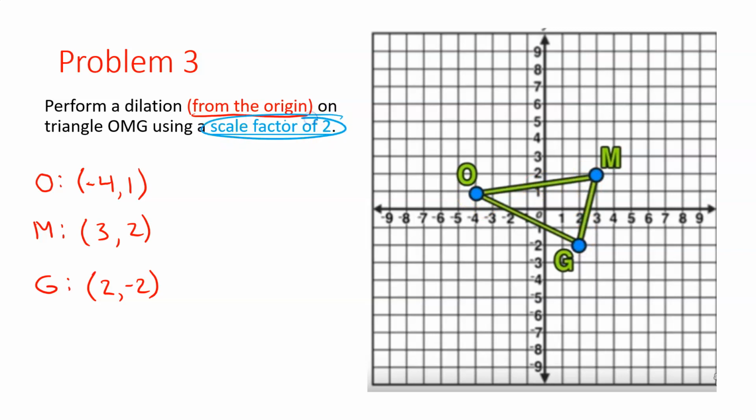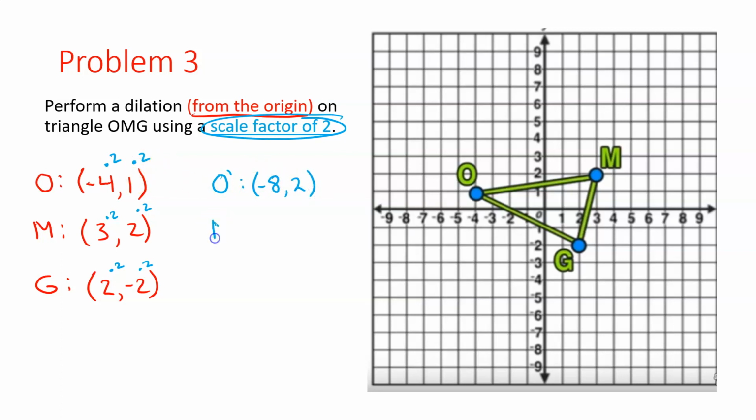Now we actually have to apply our scale factor. Whenever you apply your scale factor, all that means is you're going through and you're multiplying your x and your y values by that scale factor. Okay, so what are my new coordinates going to be? Well, O prime is now going to turn into -4 times 2, -8. 1 times 2 is 2.